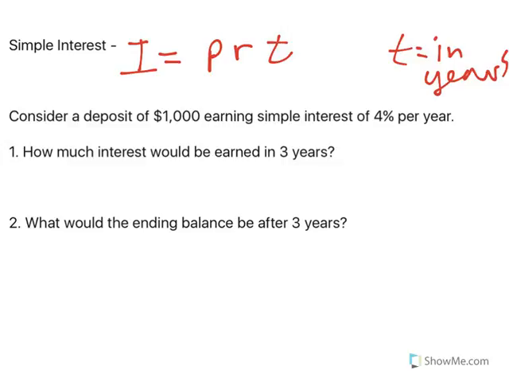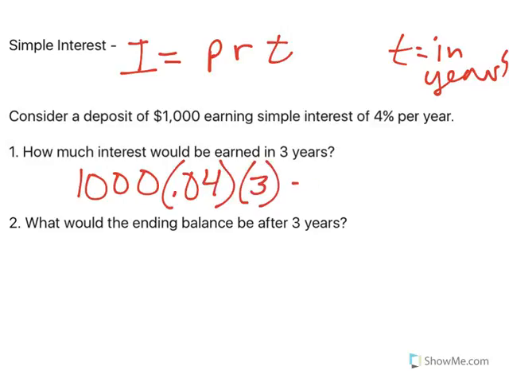All right. So in number one, we're considering a deposit of $1,000 earning simple interest at 4% a year. So how much interest would be earned in 3 years? Well, principal times the rate, 4%, times the time. So the interest would be $120.